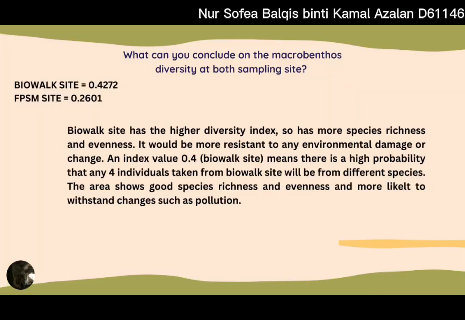Macrobenthos diversity at both sampling sites: for the Biowalk site, we got 0.4272 and for the FPSM site 0.2601. The Biowalk site has the higher diversity index, so it has more species richness and evenness. It would be more resistant to any environmental damage or change. And a value of 0.4 at the Biowalk site means there is a high probability that any four individuals taken from the Biowalk site will be from different species. The area shows good species richness and evenness and is more likely to withstand changes such as pollutants.